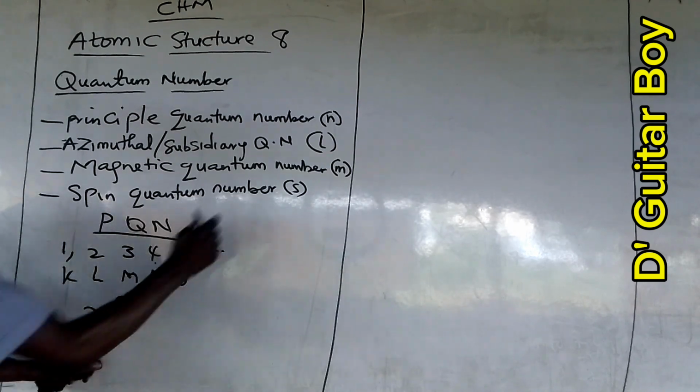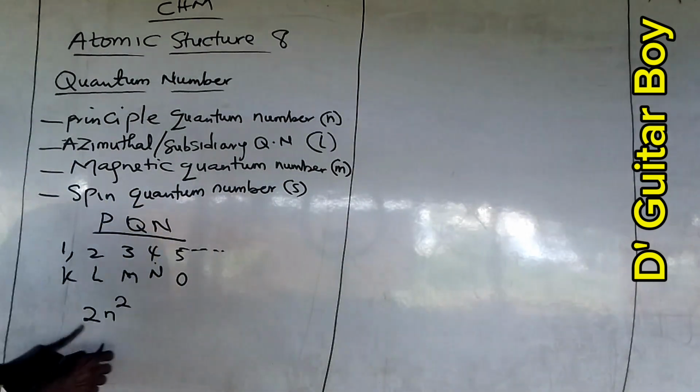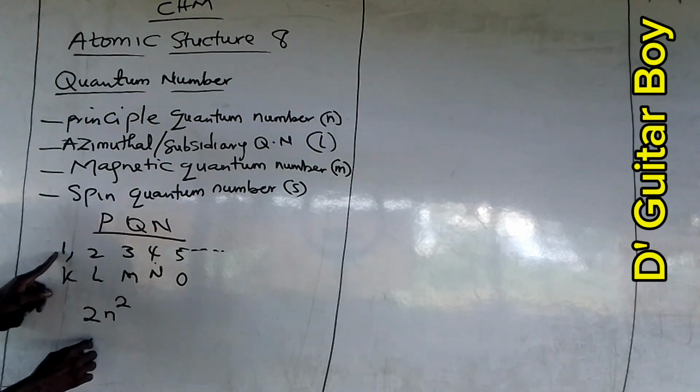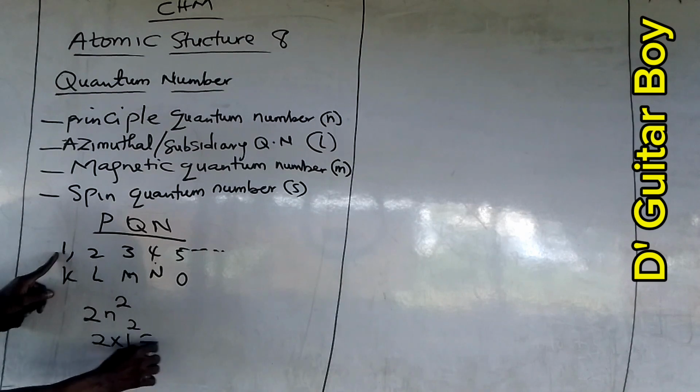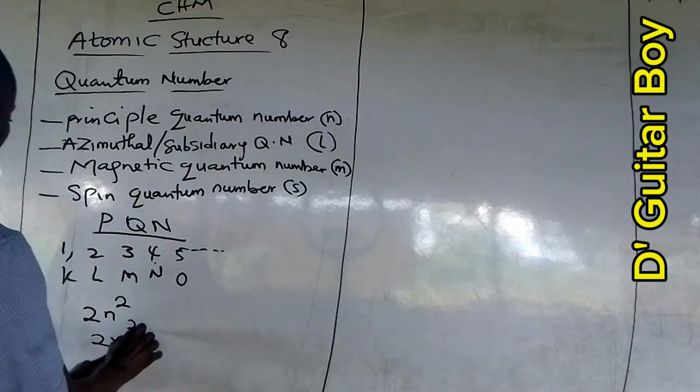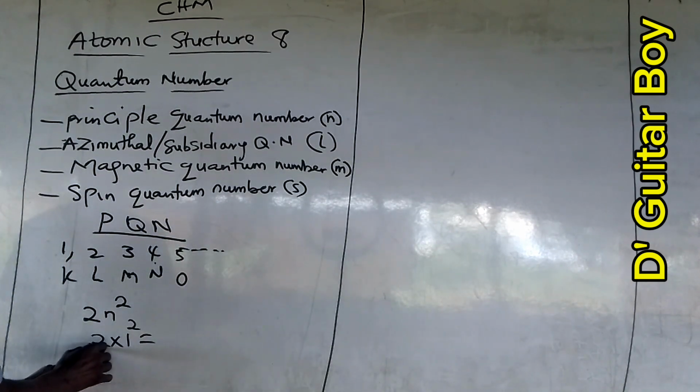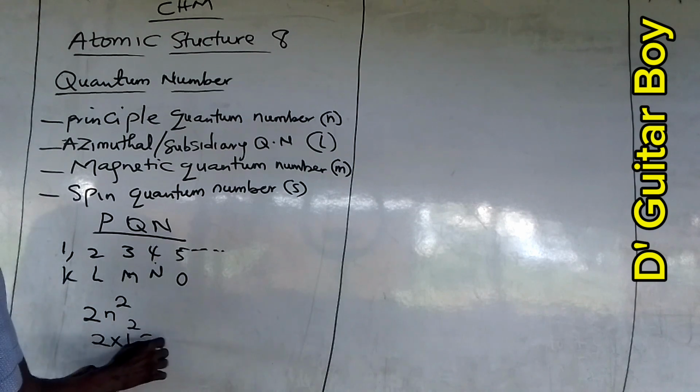You remember n is the principal quantum number. Now, when the principal quantum number is 1, to calculate the number of electrons, it will not be n times 1 raised to power 2. First you simplify what is here, before you multiply it by what you have here. 1 raised to power 2 is equal to 1.